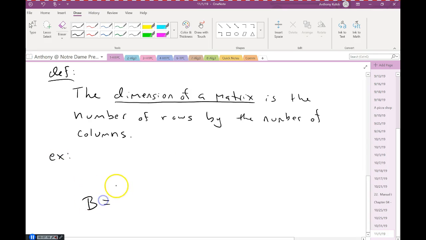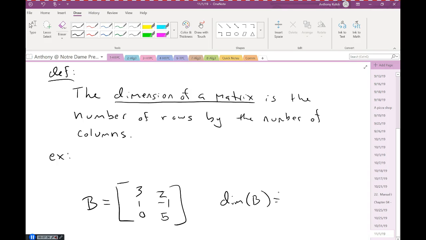So let's say we have this matrix B, and I ask for the dimension of matrix B. The DIM there is the notation we'll use for the dimension, and we'll just put parentheses around the matrix that we're finding the dimension of, just like it's an operation. So how many rows does matrix B have? 3. Rows go left and right. 1, 2, 3. And the number of columns is 2. So this matrix is a 3 by 2.